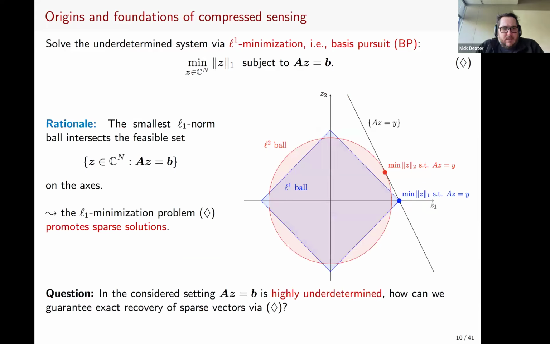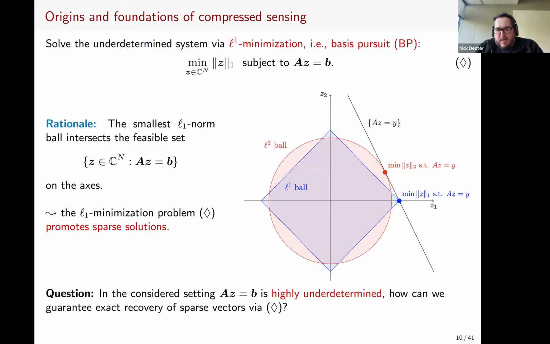So the rationale here is that the smallest L1 norm ball intersects the feasible set. That's the set of vectors that satisfy Az equals y, on the axes. And you can see this in the picture on the right. Here I've got the minimization problem with the 2 norm subject to the constraint Az equals y, versus the 1 norm with the same constraint.